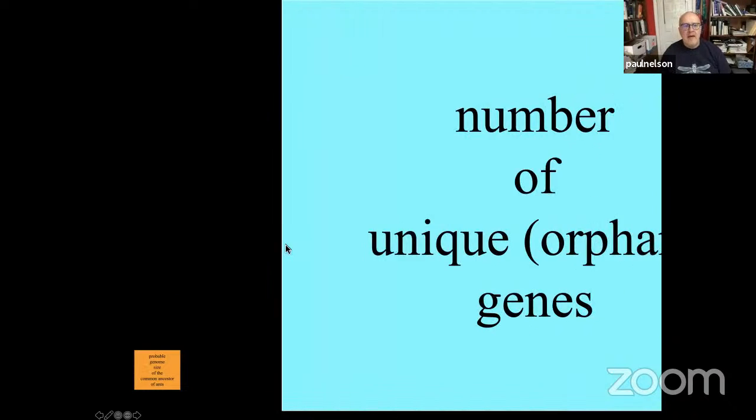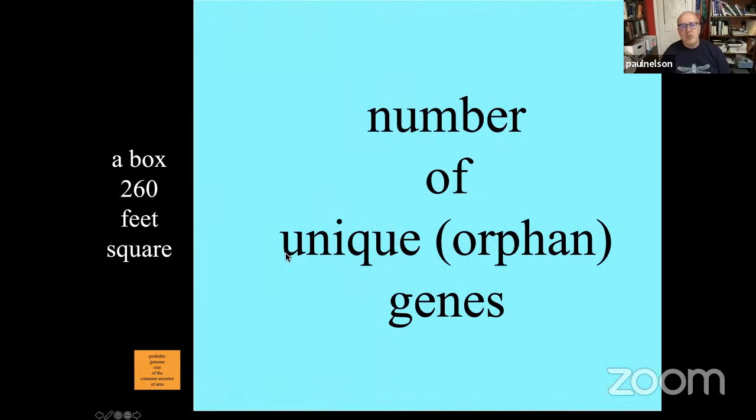Well, here's the probable genome size of the common ancestor of ants, if it existed. The number of orphans swamps what's shared. If this box is about 12 feet on a side, this box is 260 feet on a side. Of course, these figures are not to scale.